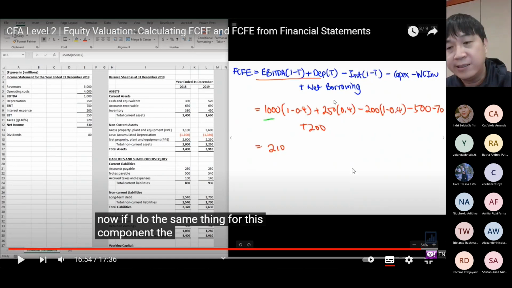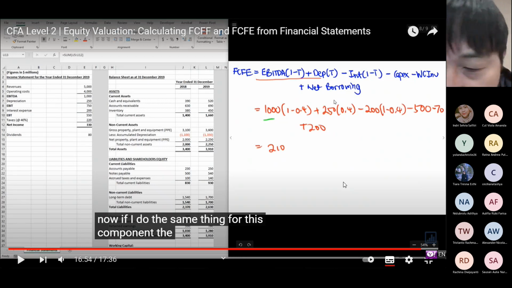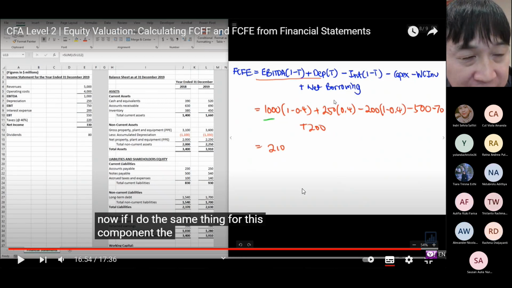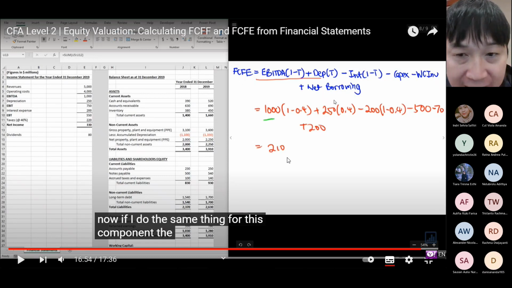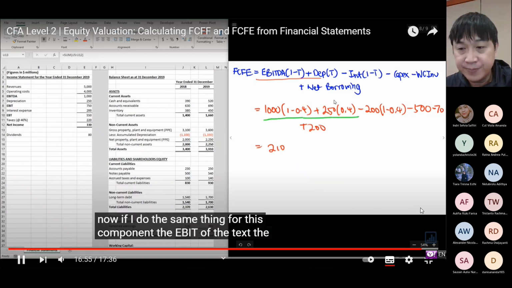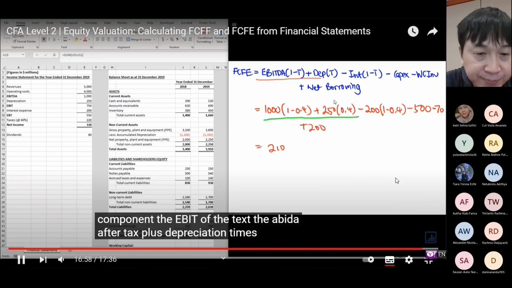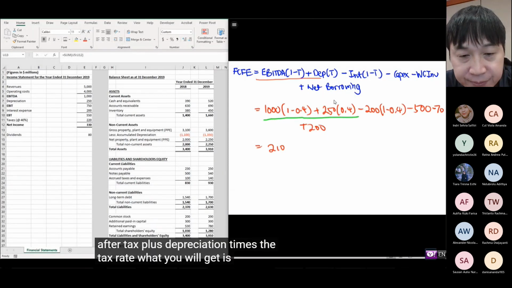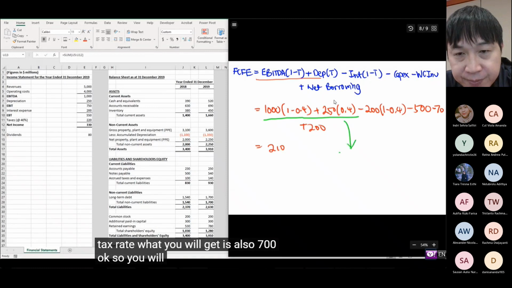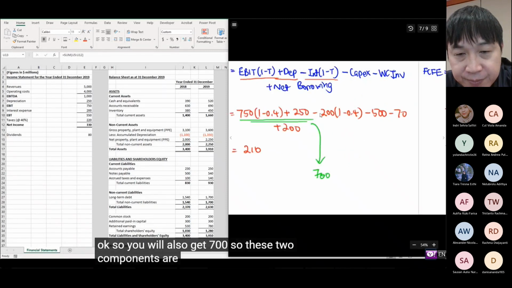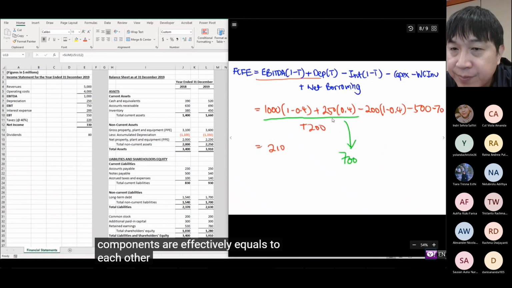But the final destination is the same. Whichever formula you use, the final number is 210. The EBITDA after tax plus depreciation times the tax rate also gives you 700. So these two components are effectively equal to each other.